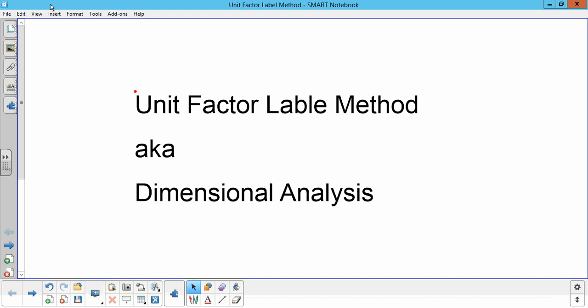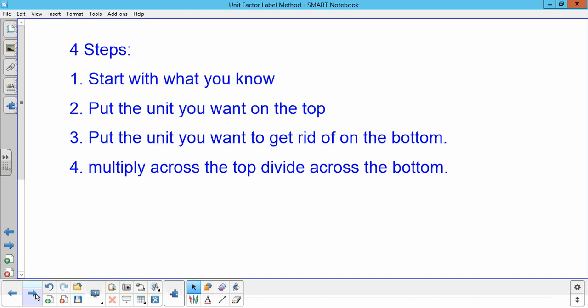Also known as dimensional analysis. We use this method in all of the sciences, or even in math classes, to change when we know one unit, we want to measure something in another unit. For example, if you know your weight in pounds, but you have to record it in kilograms, how do you do that? Well, it starts with a four-step method.